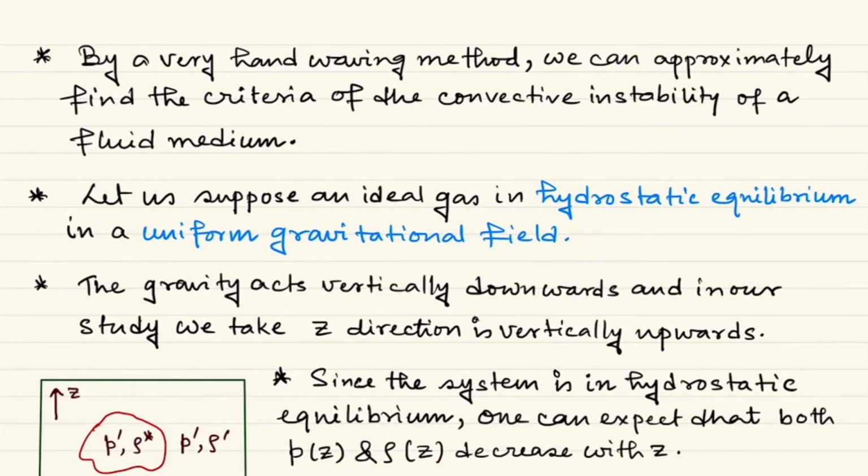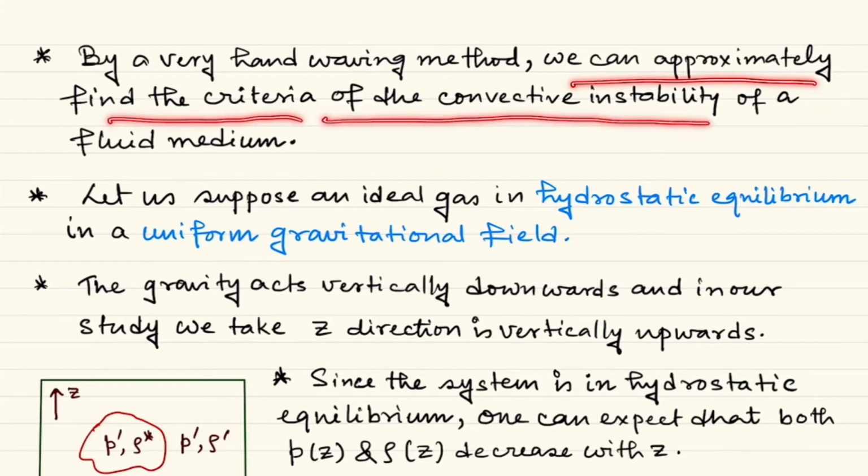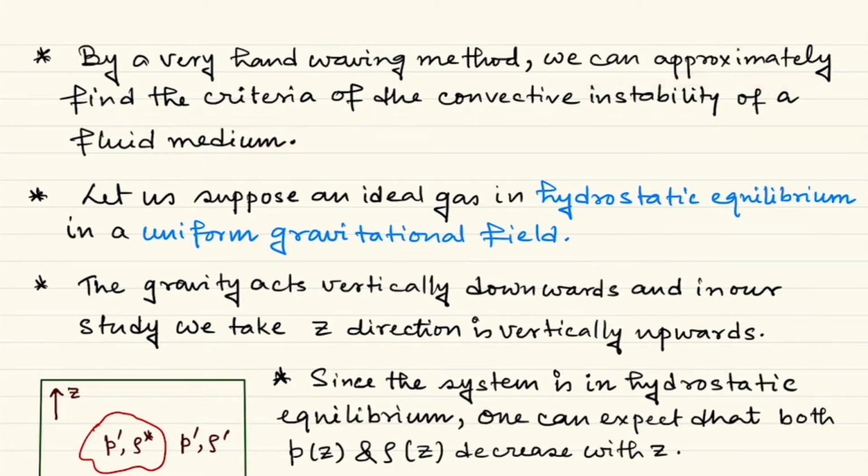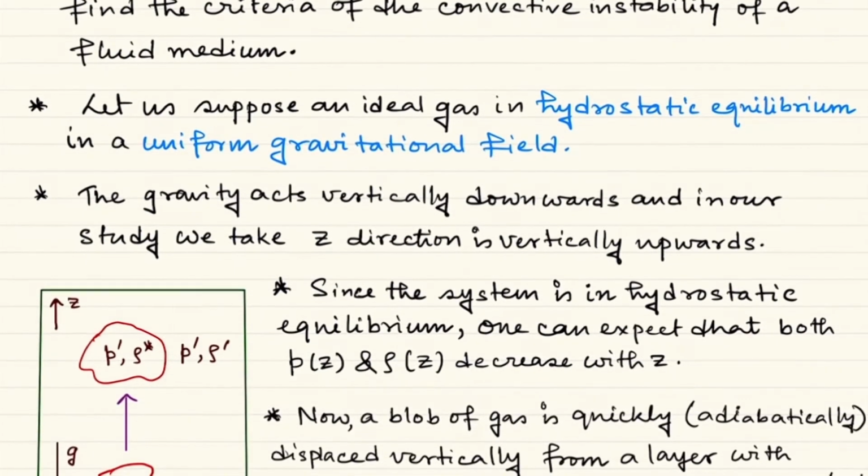So what we will do, basically, we will show by a very hand waving method that we can approximately find the criteria of the convective instability of a fluid medium, which was initially at rest, of course. Okay. So now let us suppose an ideal gas in hydrostatic equilibrium. So it is totally at rest, so trivially steady. Okay, in a uniform gravitational field.